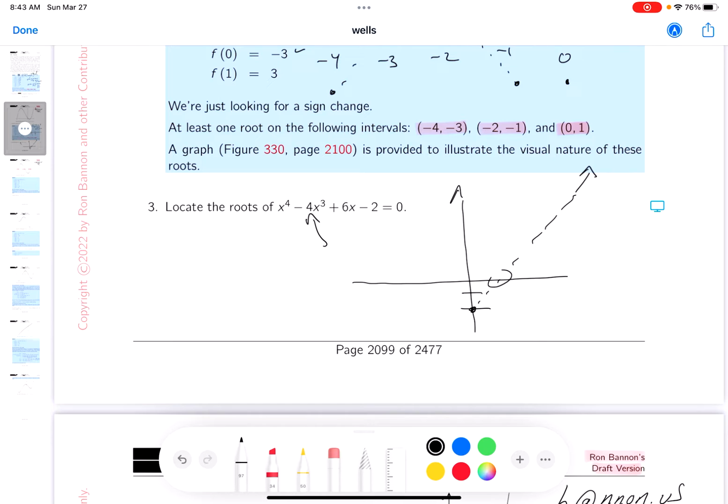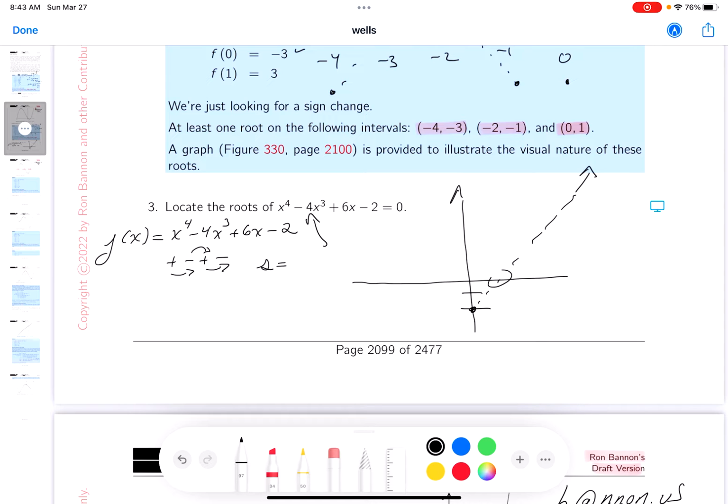I'm going to use the Descartes rule of signs, and to do that, I'll write f of x down for you. And that's x^4 - 4x^3 + 6x - 2, with signs plus, minus, plus, minus. One change there, one change there, one change there.